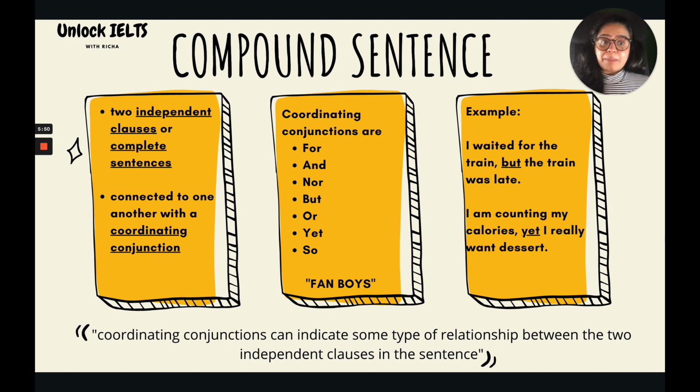Let's have a look at the example. I waited for the train, but the train was late. As you can see, there are two independent clauses or two complete sentences joined by the word but. I am counting my calories, yet I really want dessert. Once again, two independent clauses or two complete sentences joined by the coordinating conjunction yet. As you have already noticed in the examples, the usage of coordinating conjunctions can indicate some type of relationship between the two independent clauses in the whole sentence.